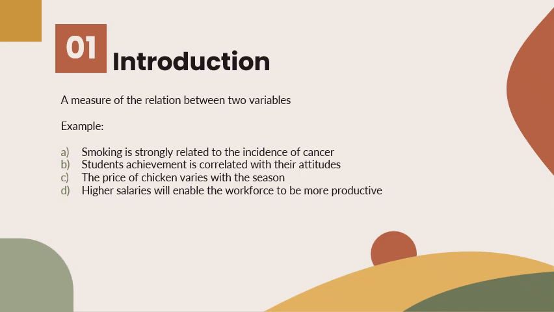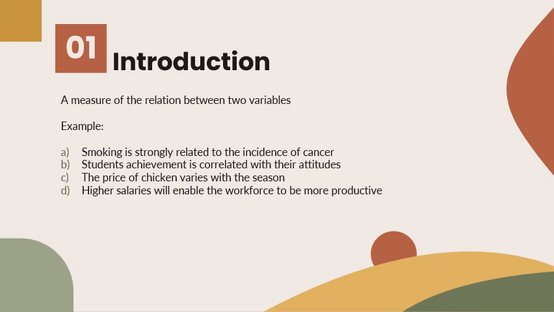For example, smoking is strongly related to the incidence of cancer, meaning that the more cigarettes you smoke, the more possibility you will get cancer. So they are positive, meaning that the higher the amount of smoking, the higher the chance of having cancer. So it becomes one correlation.